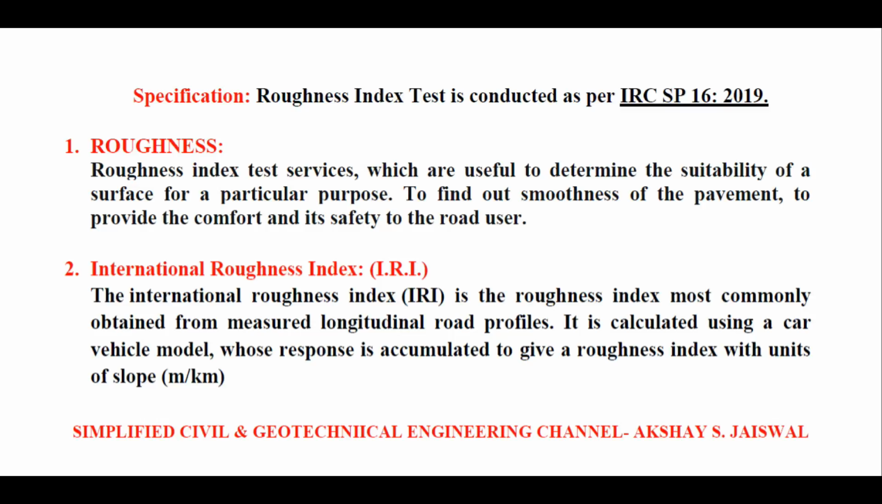Our next point is International Roughness Index, which is known as IRI. It is the roughness index most commonly obtained from measured longitudinal road profiles. It is calculated using a car vehicle model whose response is accumulated to give a roughness index with units of slope, that is meter per kilometer.